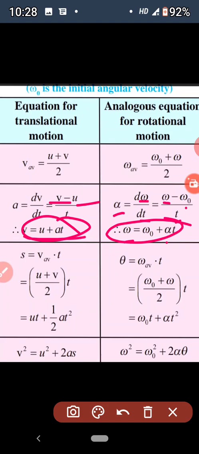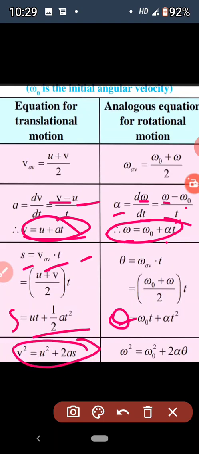In the second kinematical equation, s is equal to v average into t. If you solve this, we get s is equal to ut plus half at square. And in rotational motion, theta is equal to omega 0 t plus half alpha t square. And the third kinematical equation, v square is equal to u square plus 2as, which we have already seen in the 11th standard. Similarly, we can write the final angular velocity square omega square is equal to initial angular velocity square omega 0 square plus 2 alpha theta.